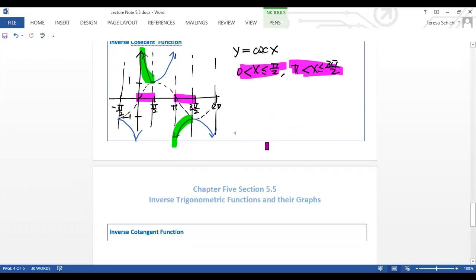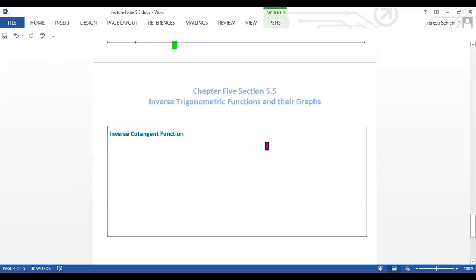Now the last one. Let's take a look at the inverse cotangent function. You might want to write this in a summary table so you will be able to remember it, or if you just remember the graph, then you will be able to do it.